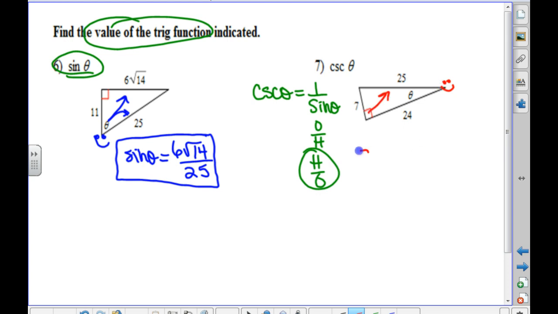25. And the opposite, that's supposed to be an O there. Opposite of where we're standing is 7. That's the cosecant. Those are pretty easy, as long as you can look at a reference sheet about what secant, cosecant, all that good stuff means.